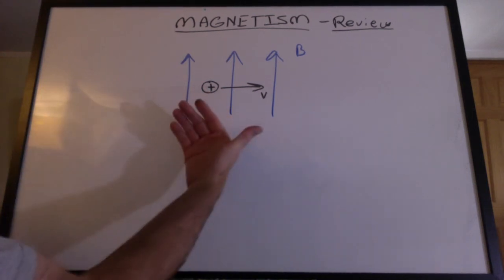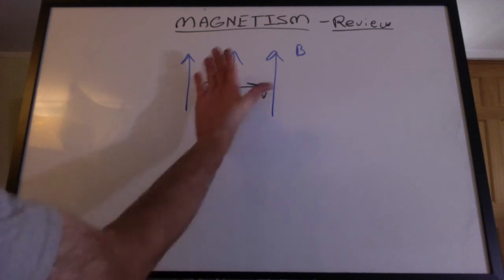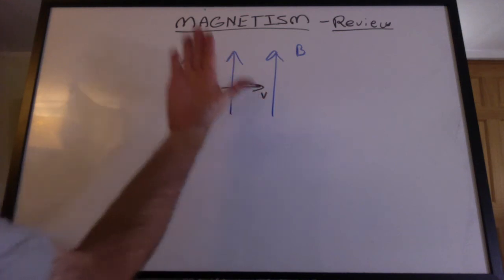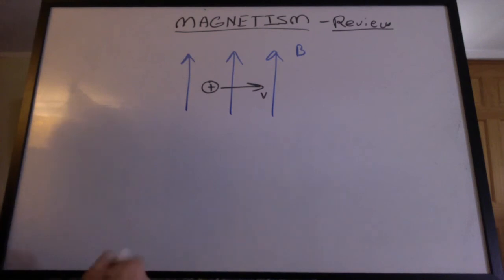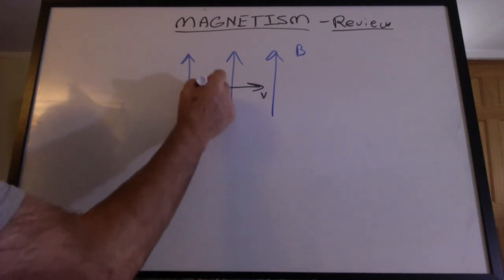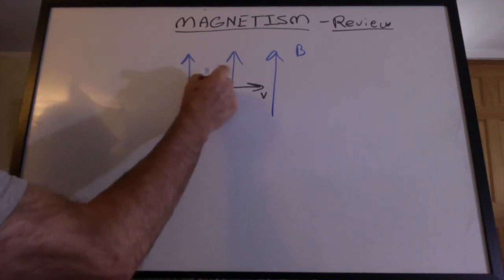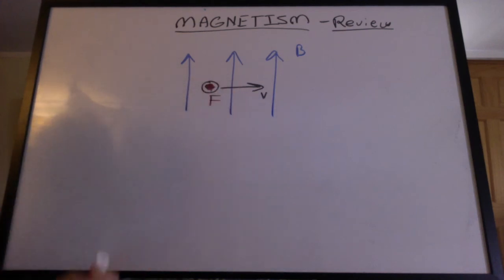Put your thumb in the direction of positive motion, fingers in the direction of the B field, and the force will come out from the board. So we'll represent that force with a dot. The force is coming out of the board.